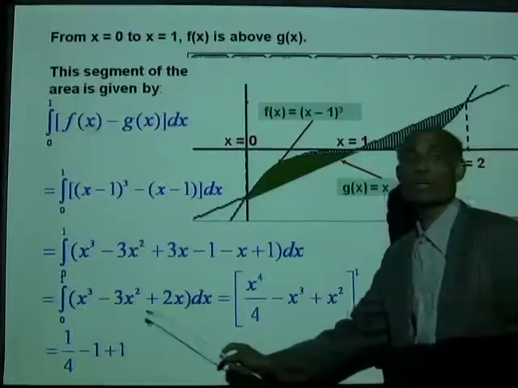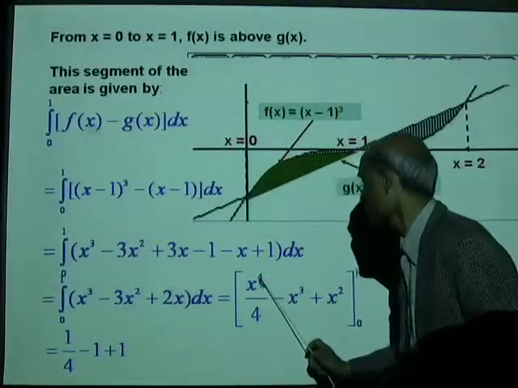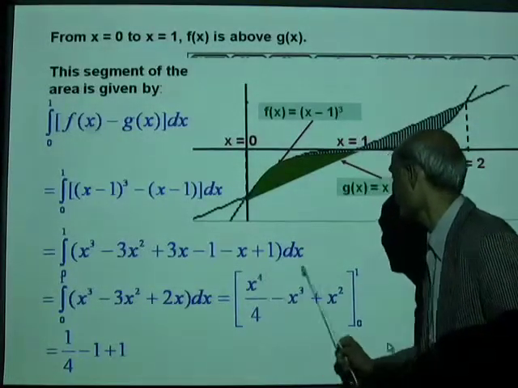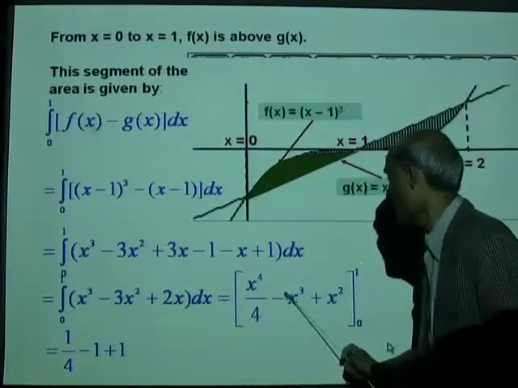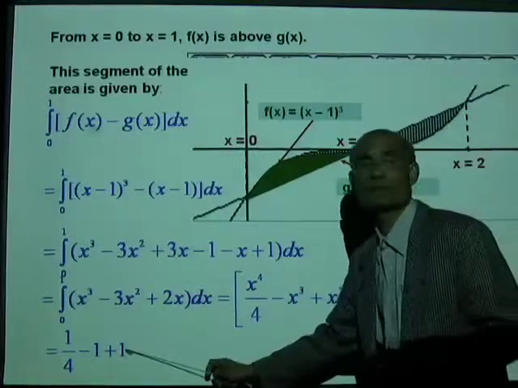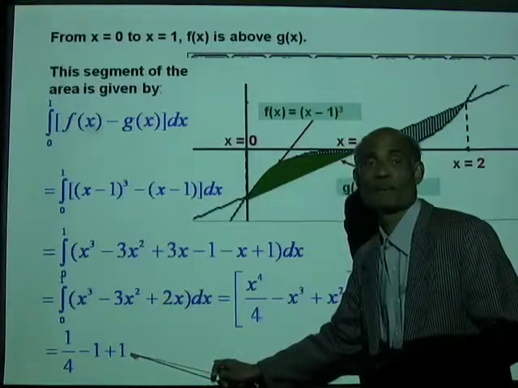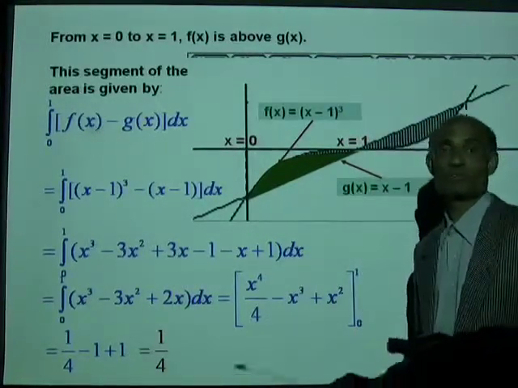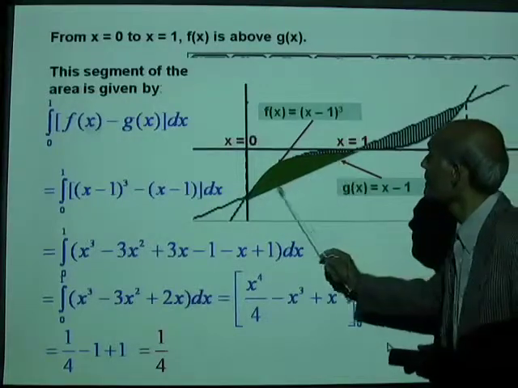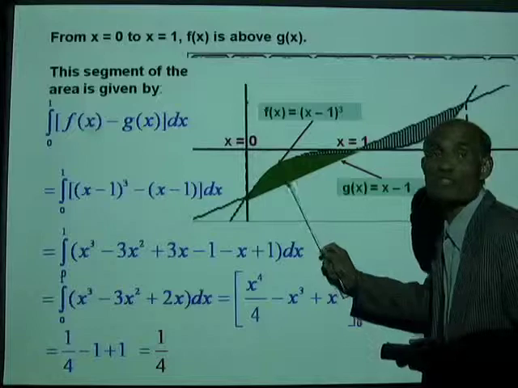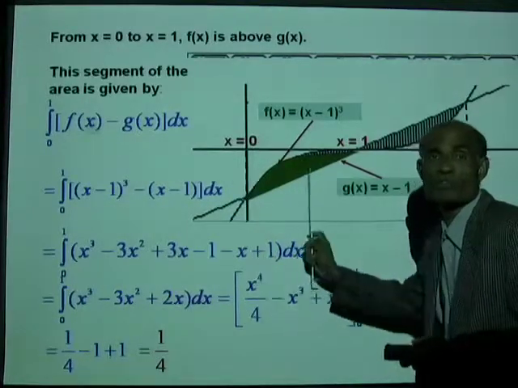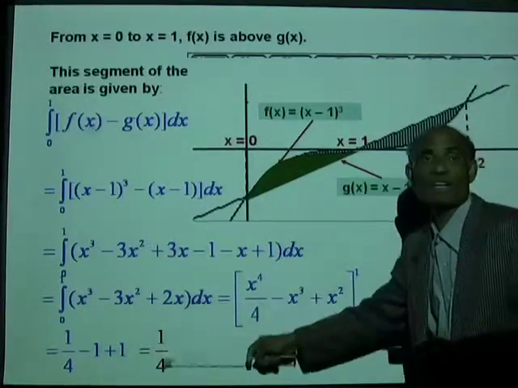So that will be 1/4, that is x to the power of 4 is 1 to the power of 4, that is 1/4. Minus 1 plus 1, that's no problem, and that's equal to 1/4. So this area, which is integral f of x minus g of x from x equal to 0 to x equal to 1 is 1/4.